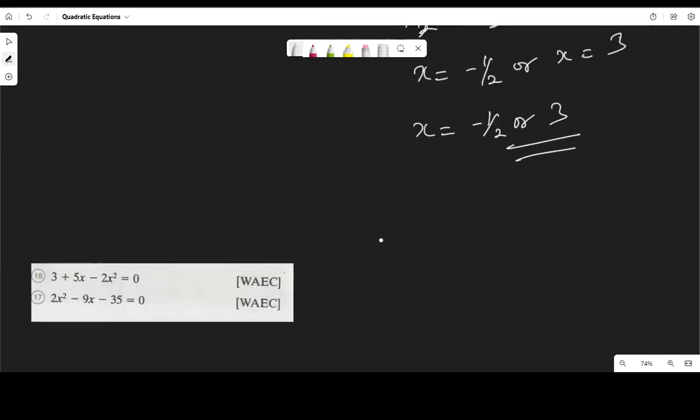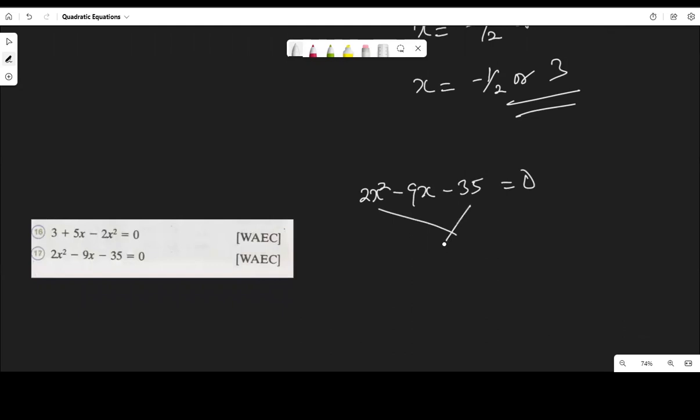In question 17, we have 2s squared minus 9s minus 35 equal to 0. If we multiply this by this, that will give 70s squared. Two factors of 70s squared that can add up to this. Like I said earlier, when the number is big like this, it's not good to crack our brain. Let's split up the factors of this first term and the factors of this last term. The factors of 2 are 2 and 1, and that of 35 is 5 and 7.